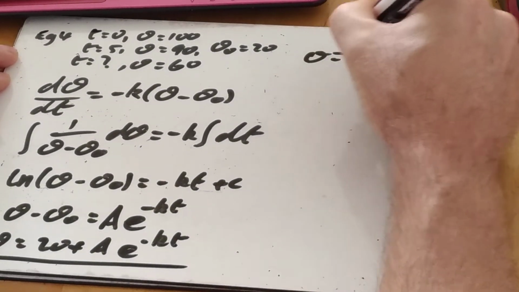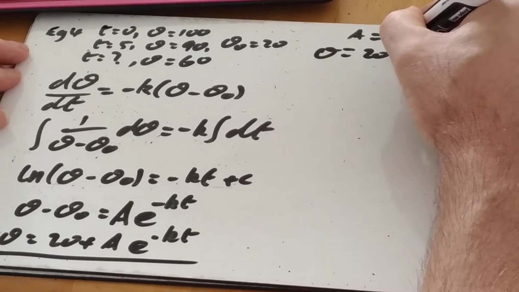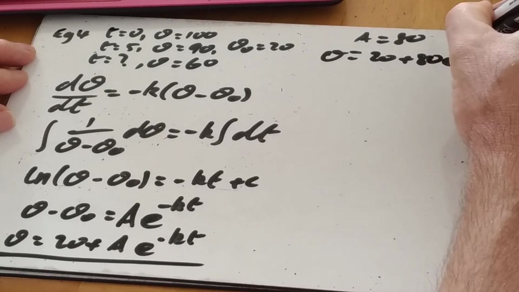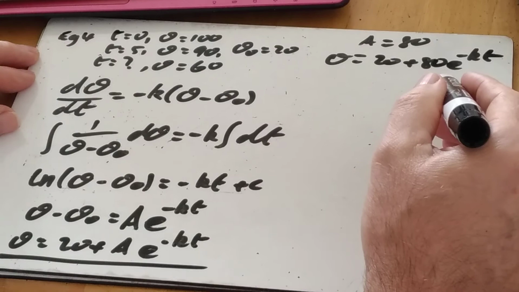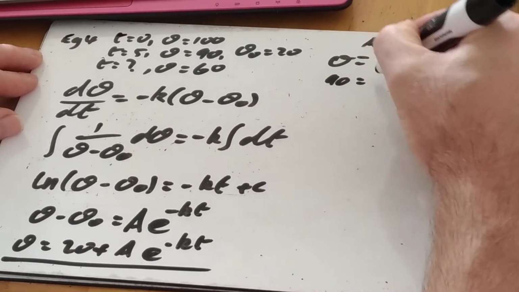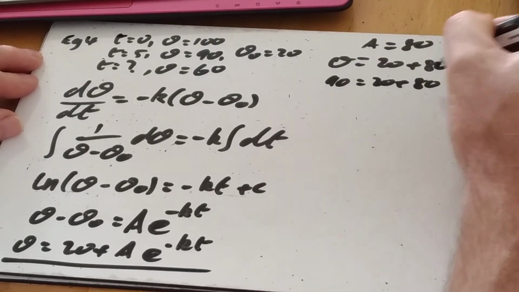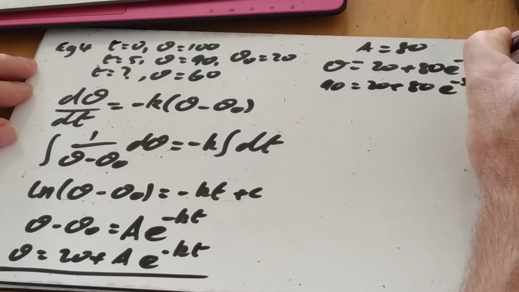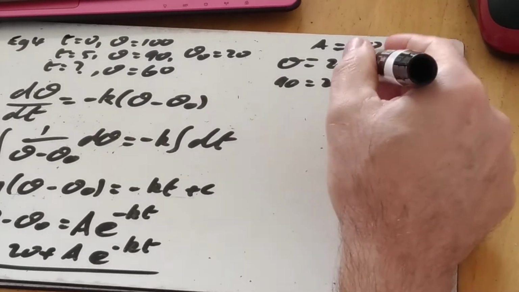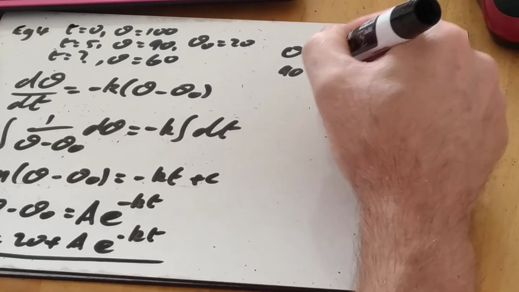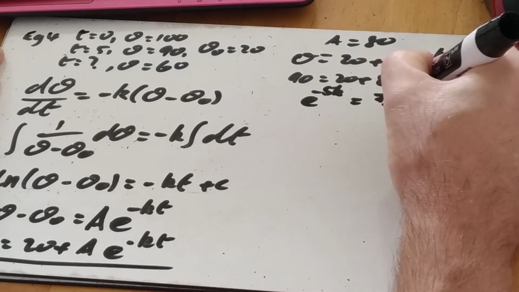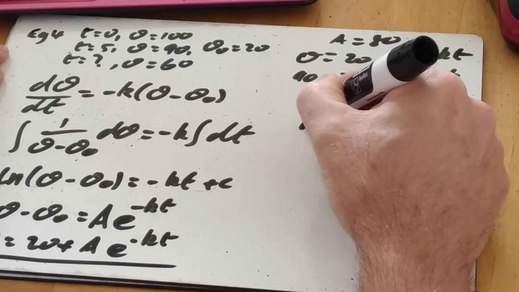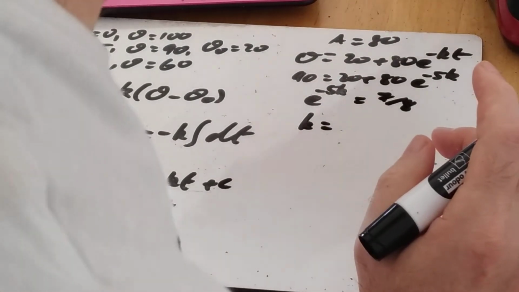So I've got theta equals 20, my room temperature, plus 80 e to the minus kt. And I need this: t is 5, theta is 90, so I've got 90 equals 20 plus 80 times e to the minus 5k, and this is going to help me find k now. So 70 over 80 is 7 over 8, e to the minus 5k equals 7 over 8. So k is going to be ln of that divided by minus 5.